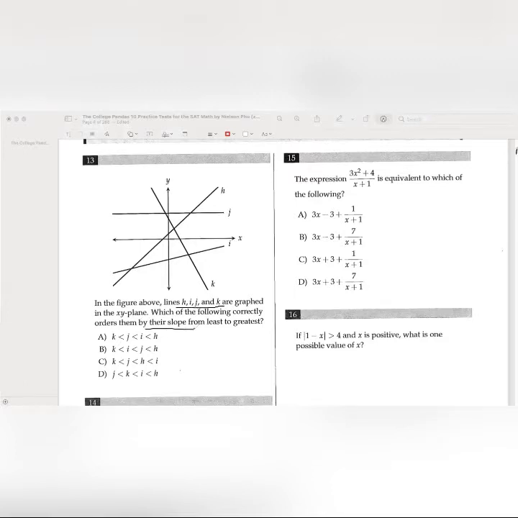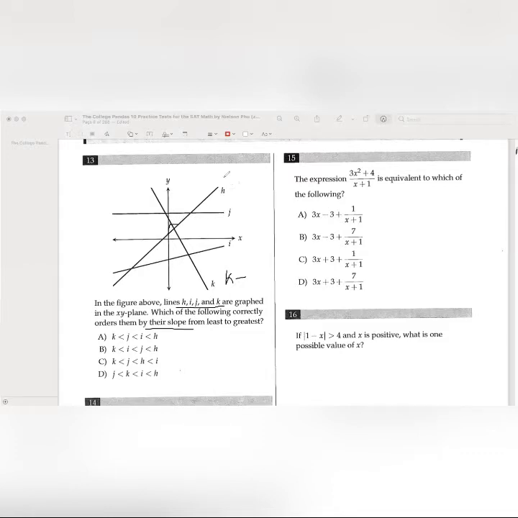Okay, which order is the slope? This is College Panda's hard. Yeah, K is a negative slope. That's negative. I is positive, but it's not the greatest positive. J has no slope. And H has the greatest positive slope, I think.